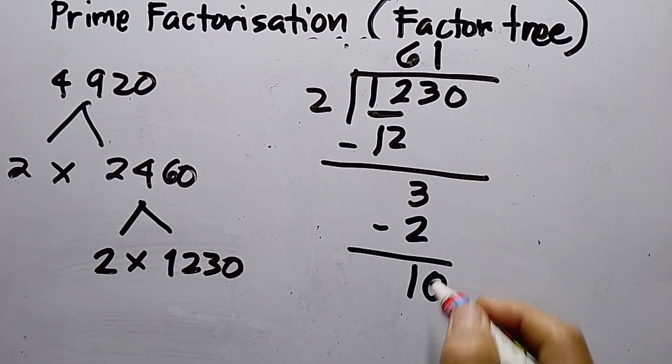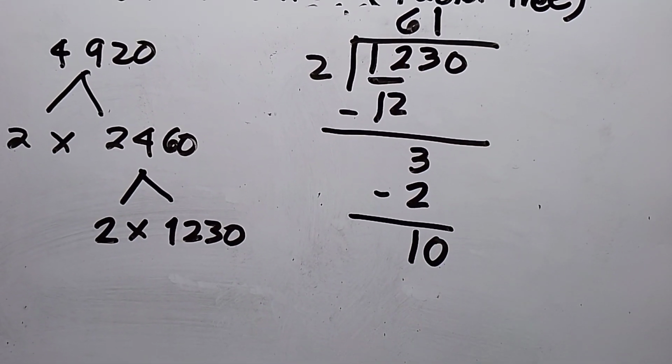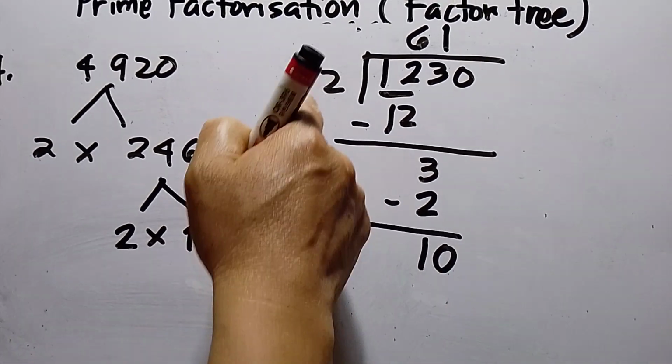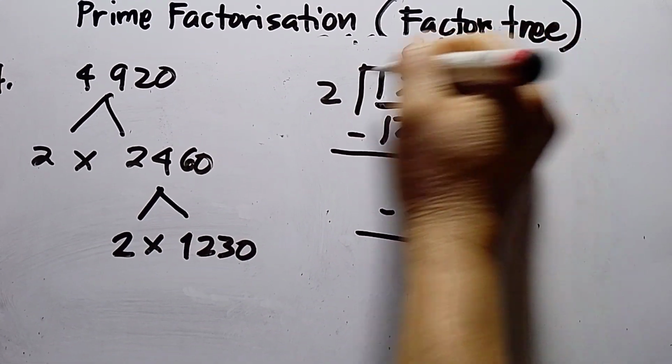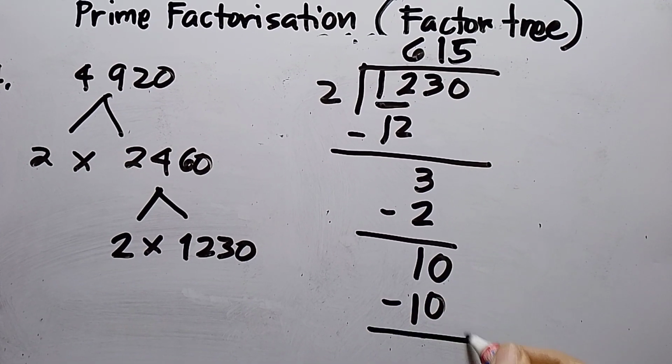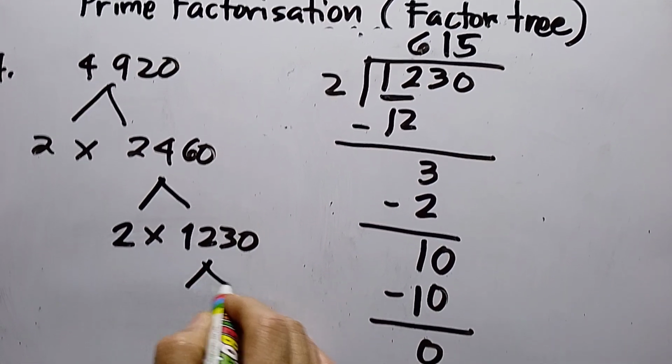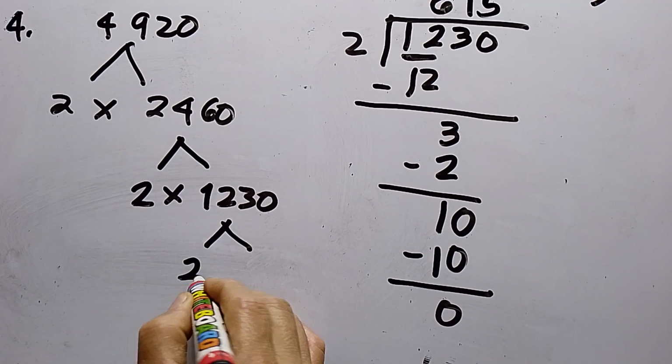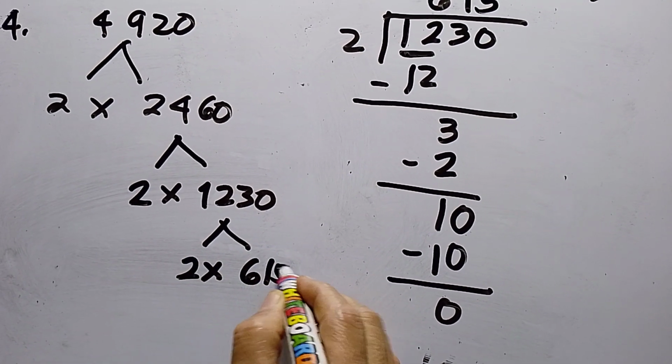Bring down 0. So my new dividend is 10. And 10 can be divided by 2, that is 5. Then 5 times 2 is 10. Take away, that will be 0. So I can break this one, 1230, into 2 times 615.